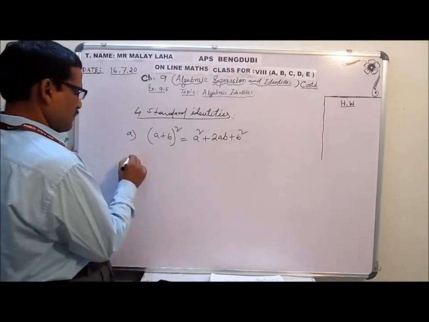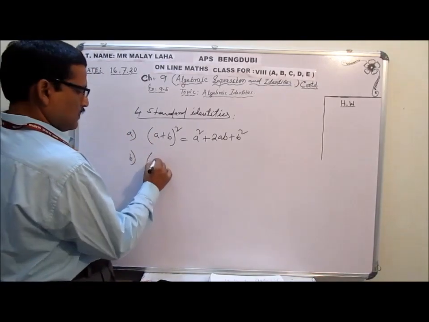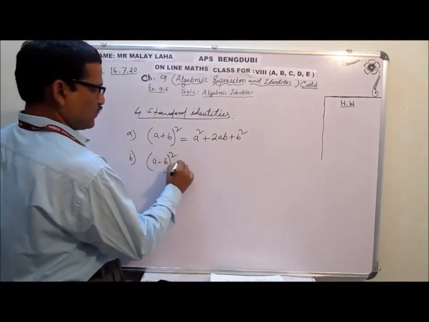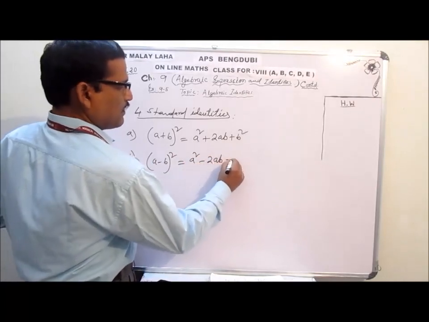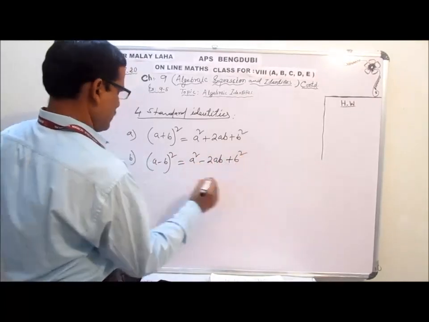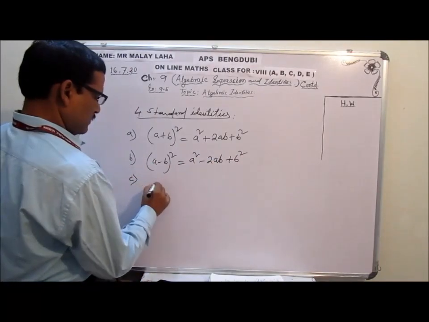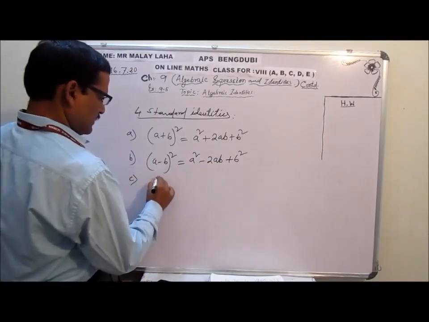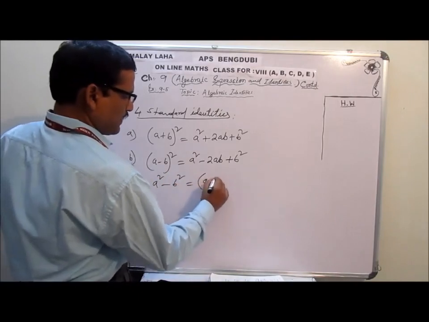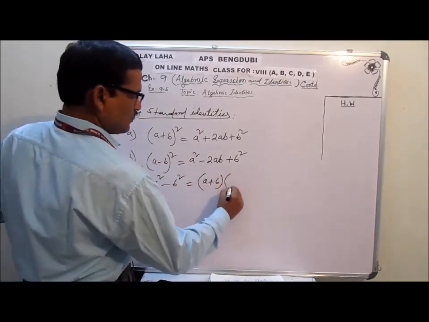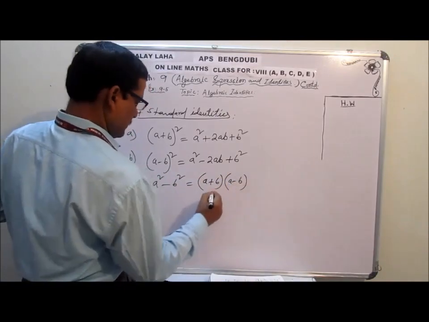Okay, now b, (a minus b) whole square equals a square minus 2ab plus b square. C is a square minus b square equals (a plus b) into (a minus b).